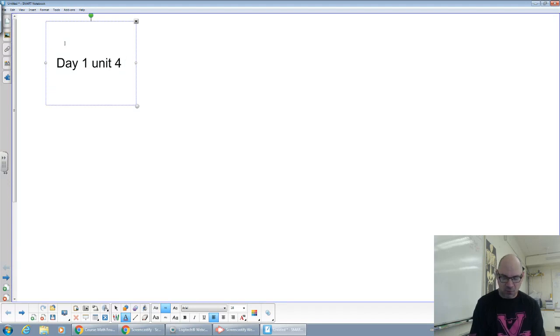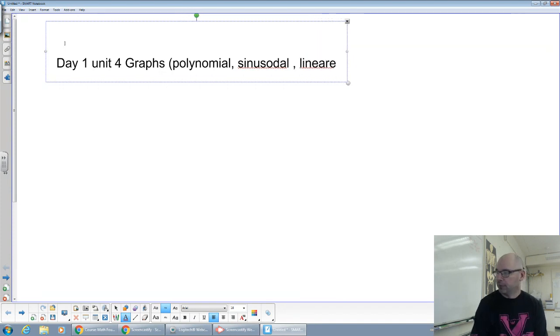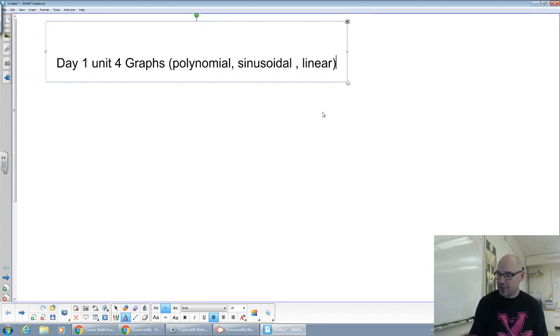Okay, and what we're going to do on day 1 of unit 4, we're looking at graphs. So that's polynomial, sinusoidal, and also the basic graphs. Oh, I guess they're linear. There we go. And what we're going to be doing today is pretty simple.